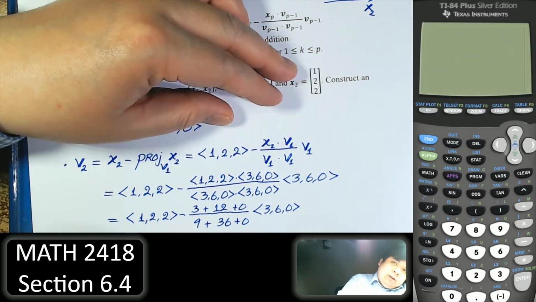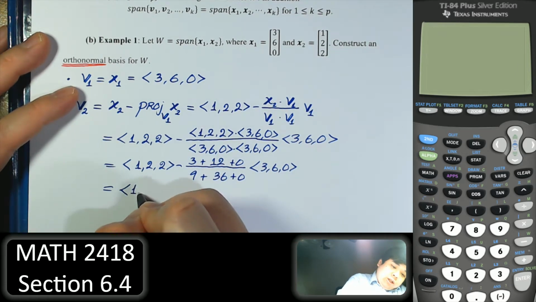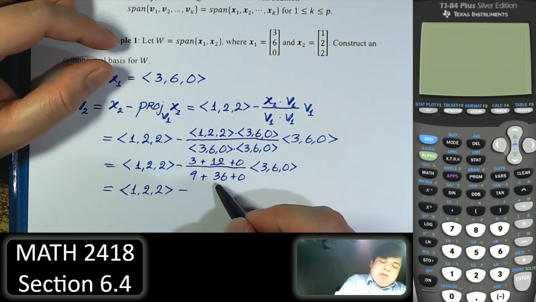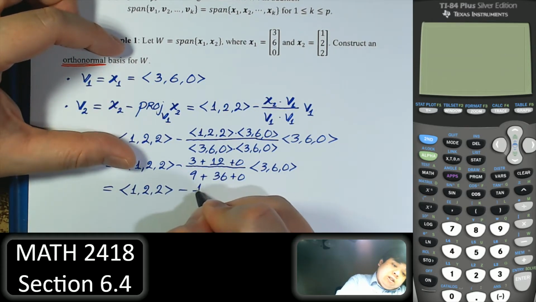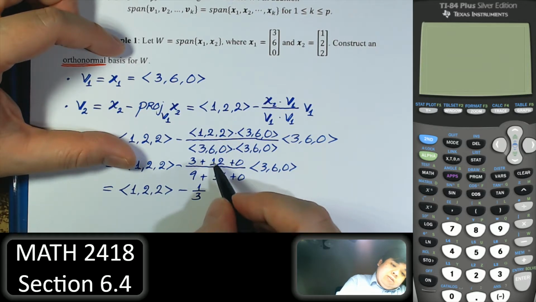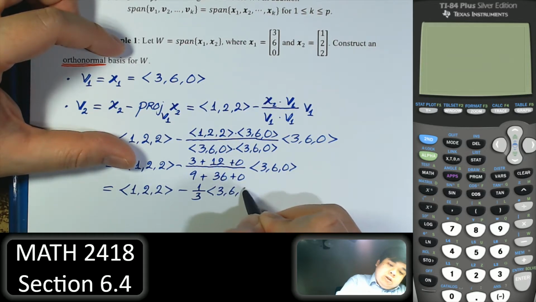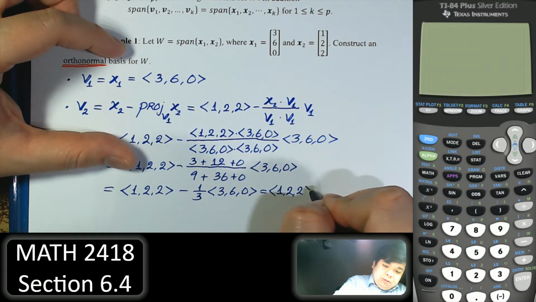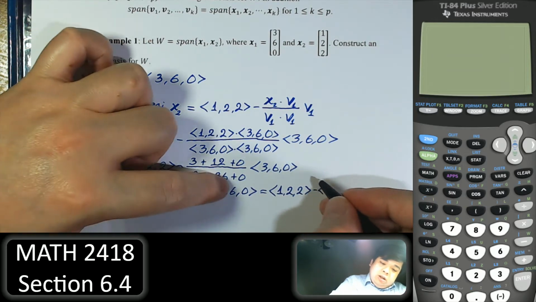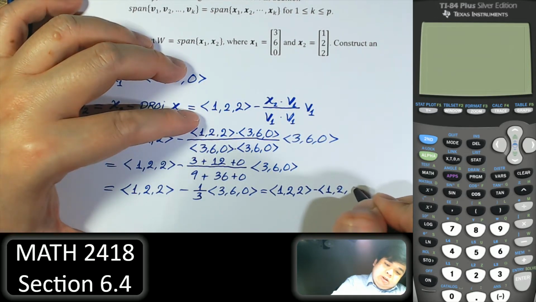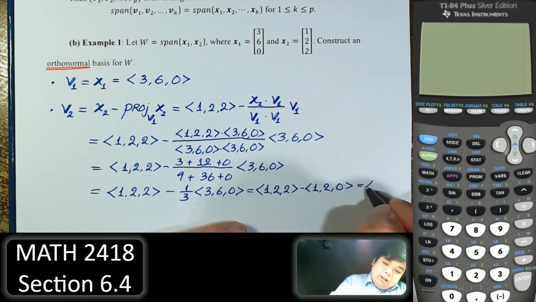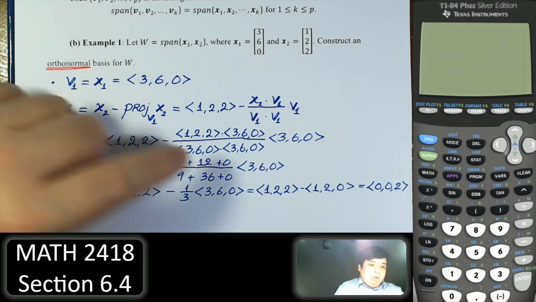So we have 1, 2, and 2. Subtract, that gives us 15 over 45, and 15 over 45 is 1/3. So 1/3 times 3, 6, 0 gives us 1, 2, and 0. So we have 1, 2, and 2 subtract 1, 2, and 0, and we have 0, 0, and 2. Right. So we have v1, we have v2.